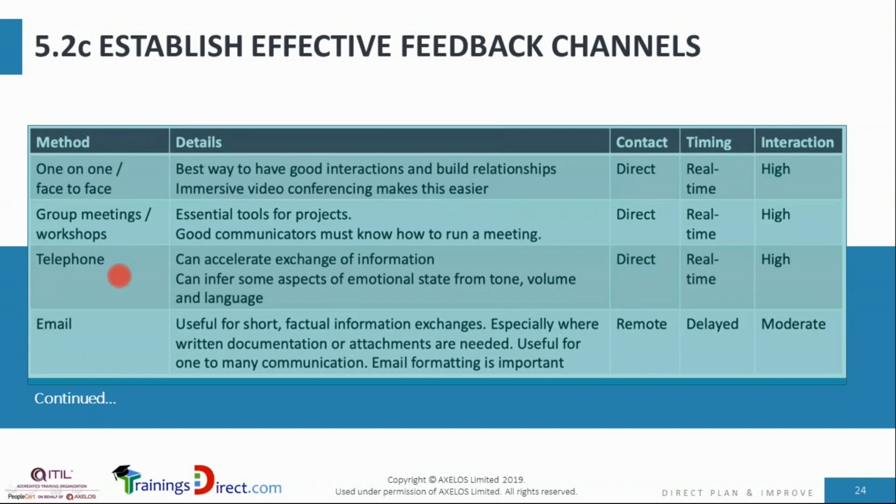The face-to-face, group meetings and telephones are direct contact, whereas the email is a remote contact method. While the one-to-one, group and telephone are real time, the email is a delayed response or delayed message. Interaction is high in the first three, the one-to-one face-to-face or group meetings and workshops and telephone, whereas with email, the interaction is moderate because it is not fully interactive. Each one has its own situations for use.